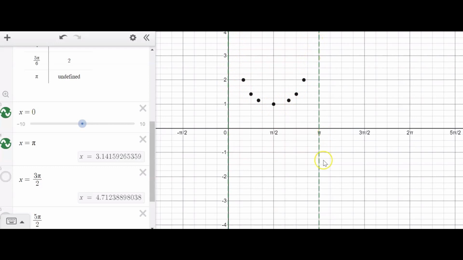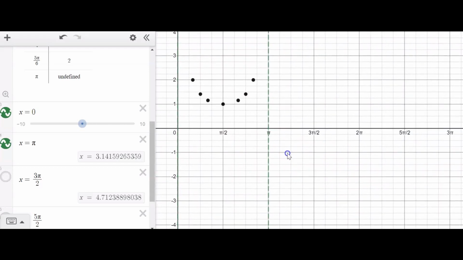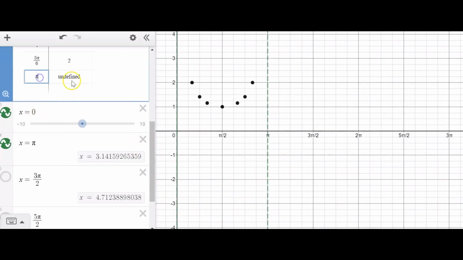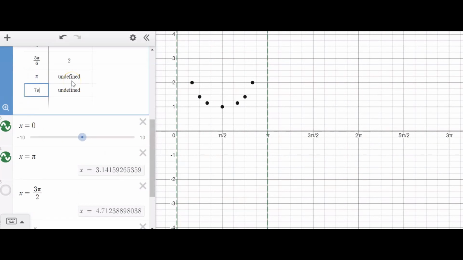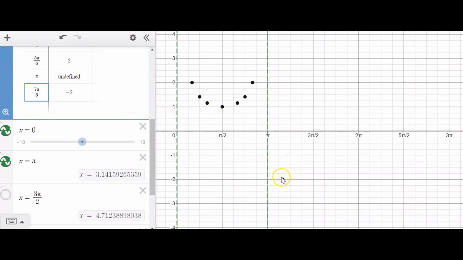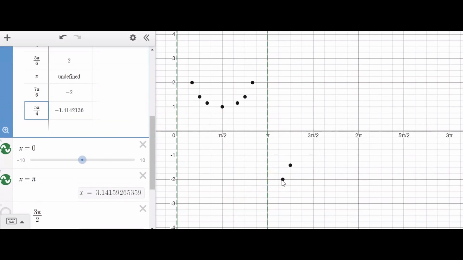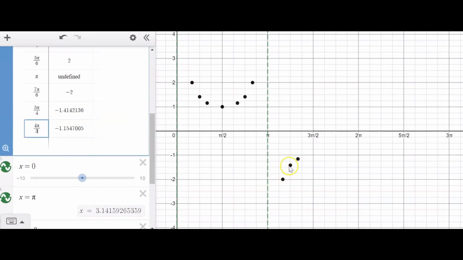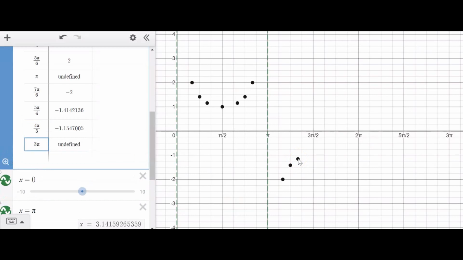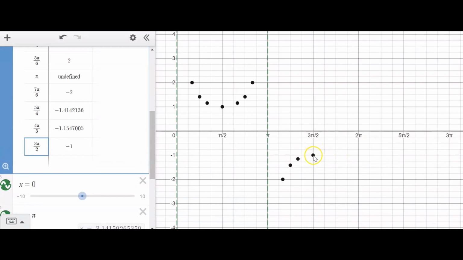So now what I'm expecting to happen over here is I'm expecting it to come from the bottom and go up and over to 2 pi. All right, well, let's see if that actually happens. All right, so we'll now go to 7 pi over 6. And sure enough, here we are down at -2. Then we're going to go to 5 pi over 4, and sure enough, we're at negative square root of 2. And then 4 pi over 3, once again, gives us -2 square root of 3 over 3. And I'll bet 3 pi over 2 gives us -1. And sure enough, there's -1.